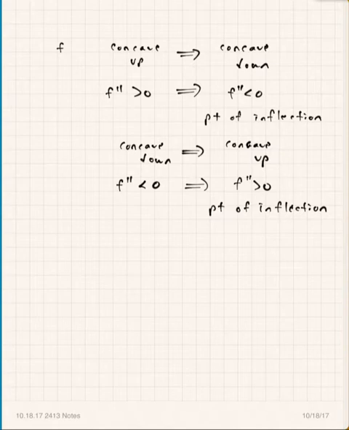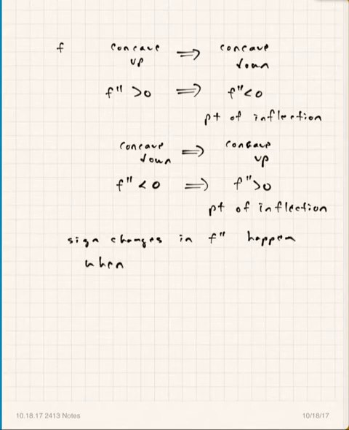All right, and then finally, if there's no change in the concavity, then you don't get a point of inflection, obviously. When can these things happen? Sign changes in f double prime can happen, or rather happen, when the second derivative is 0 or the second derivative does not exist, is undefined.